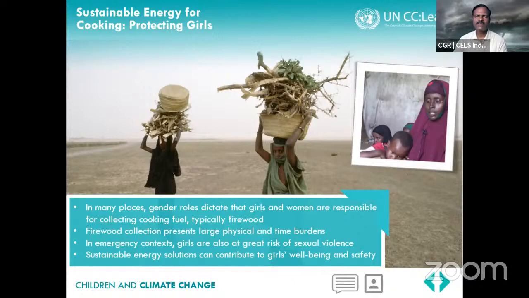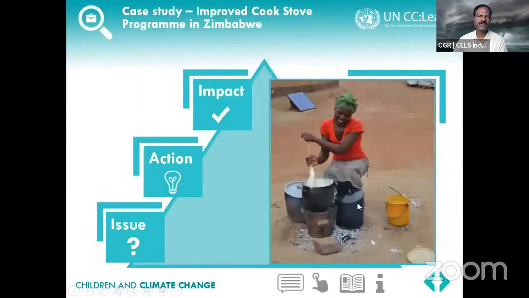So there are so many factors around this cooking. Firewood collection presents large physical and time burdens. And in emergency contexts, girls are also at great risk of sexual violence. Yes, when they go out for fetching fuel wood, this is what is happening. Sustainable energy solutions can contribute to girls' well-being and safety. So here we have to adopt some efficient chullas. That is what is required.